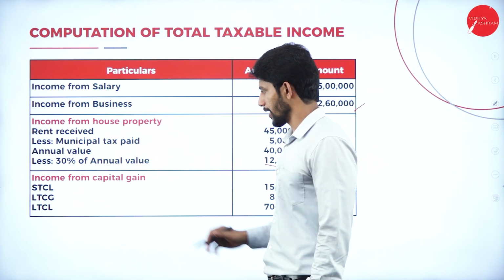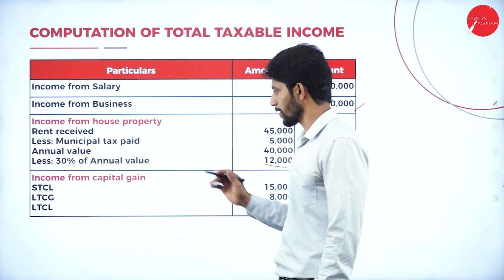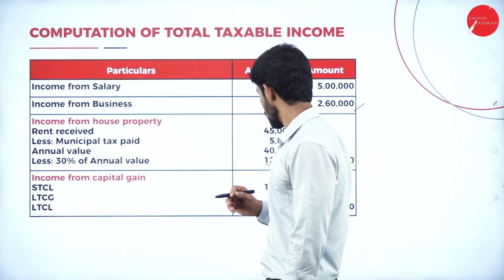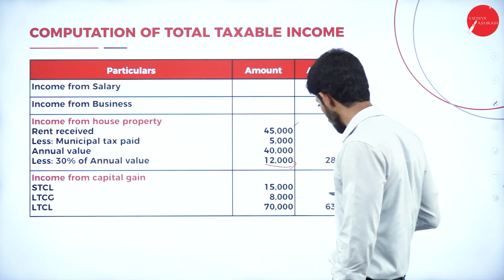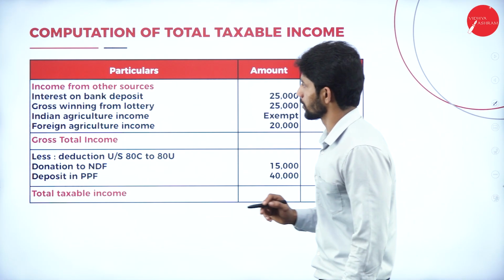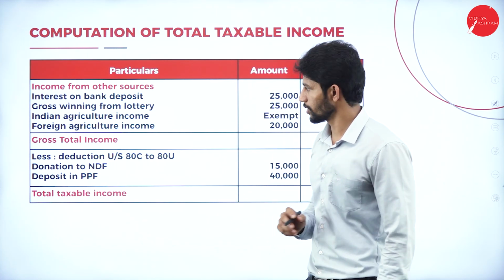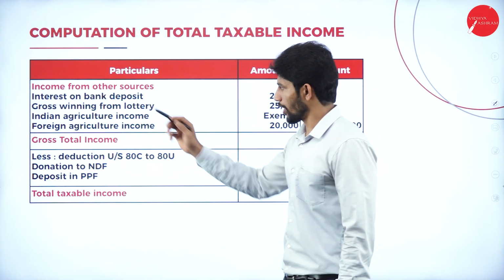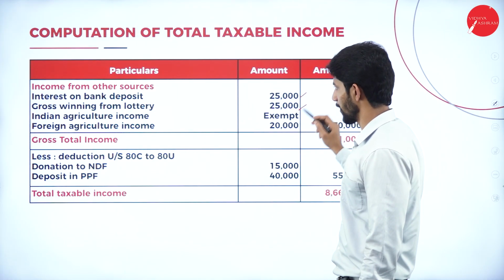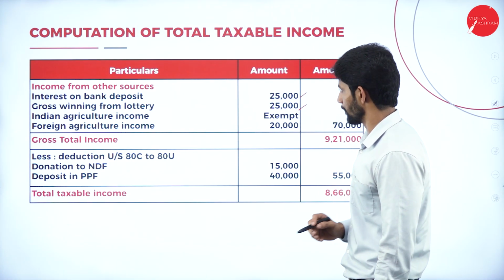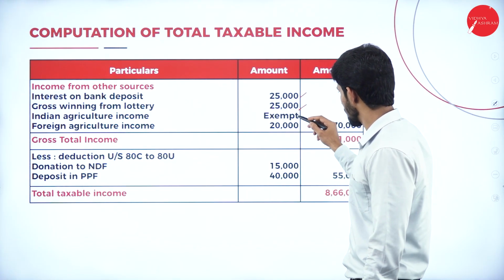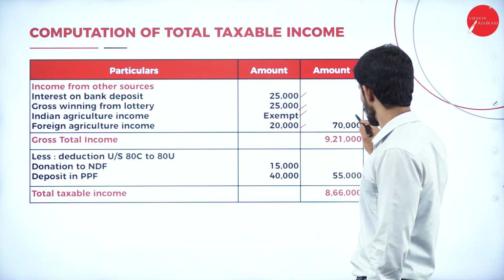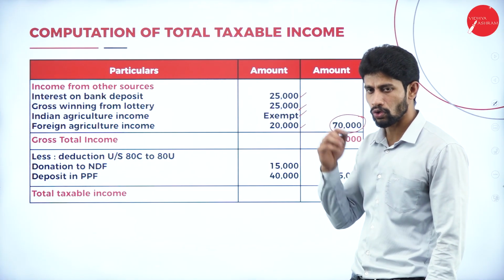Next, income from capital gain. Short-term capital loss rupees 15,000. Long-term capital gain rupees 70,000. Long-term capital loss rupees 8,000. So balance outer column 63,000. Moving on, income from other sources. Interest on bank deposit 25,000. Gross winning from lottery 25,000. Agriculture income, that is Indian agriculture income, it is exempt. Next, foreign agriculture income, it is 20,000. Outer column 70,000. So total the outer column.